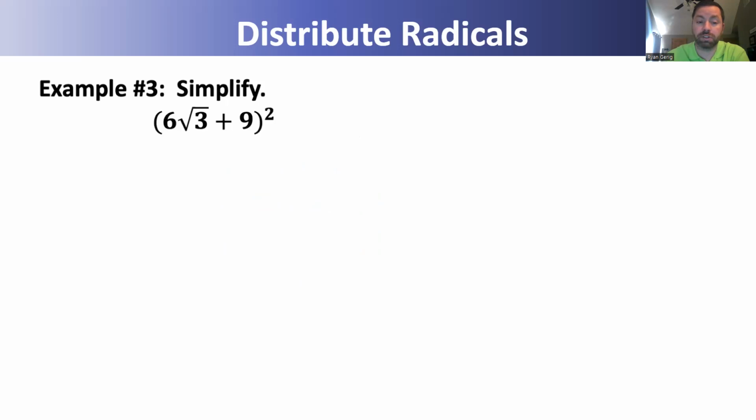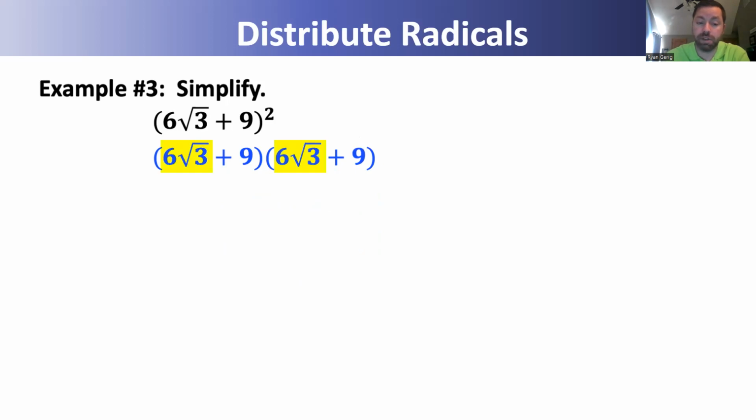What happens when you have something squared? A lot of people want to just square both pieces and add the answers. Don't do that. Squared means you're taking whatever's inside the parentheses and multiplying it by itself. So I could rewrite this as 6 radical 3 plus 9 times 6 radical 3 plus 9. If you remember from multiplying binomials, which is what these are, we have to FOIL.